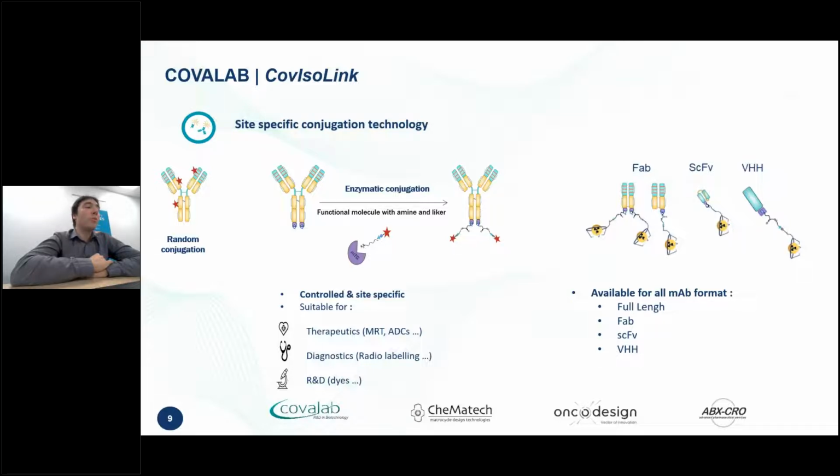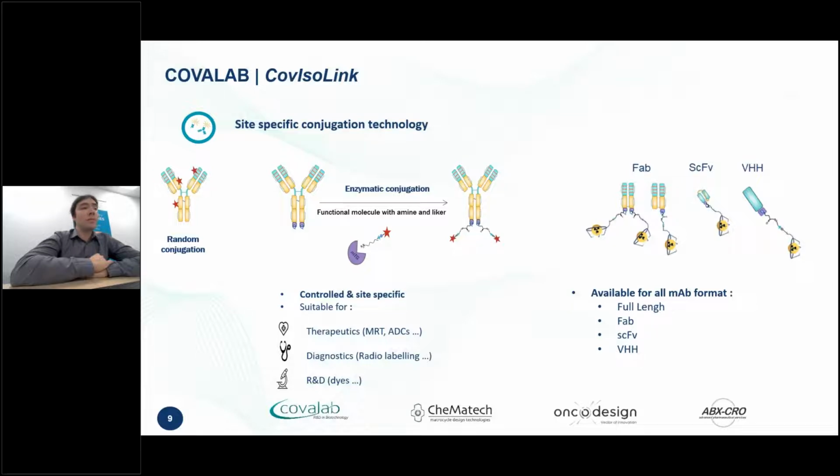This is suitable for therapeutics such as MRTs and ADCs, but also for diagnostics, radiolabeling, and R&D with dyes. One of the most important things about this Coissoling technology is that it is available for every mAb format, such as Fab, single-chain scFv antibodies, and even VHH. Because of their very small size, VHH are very hard to cross-link without any loss of immunoreactivity. Based on our technology and with the Q-tags, you can easily cross-link any chelators for MRT application with VHH without losing any specificity. That could be very convenient for the DRIVE-MRT process.